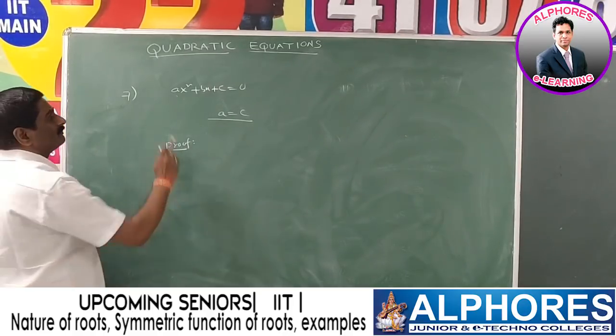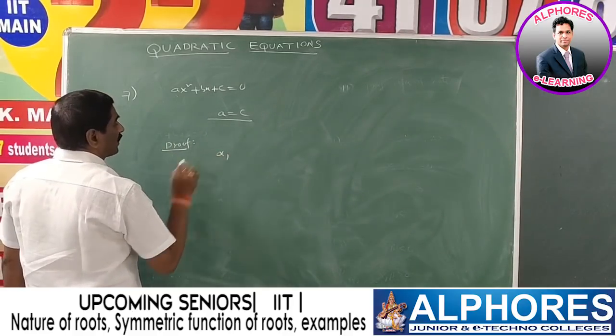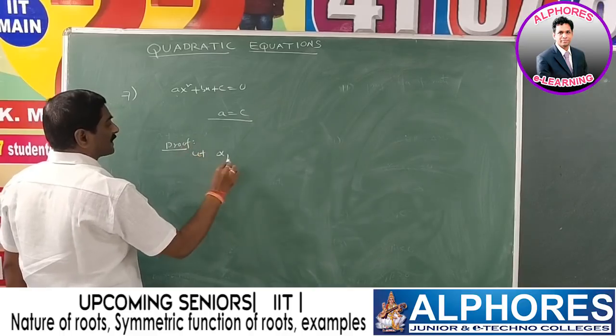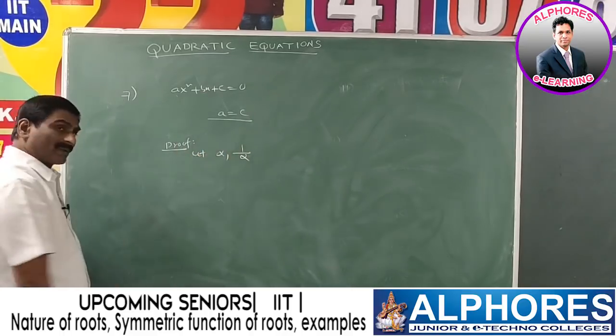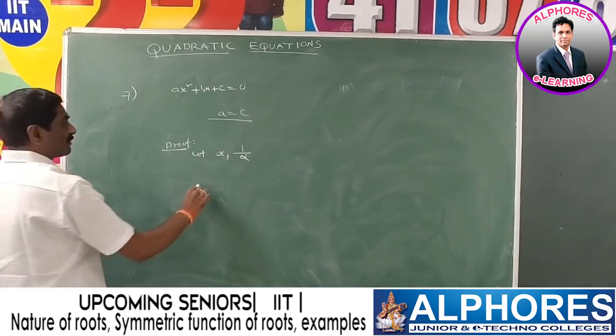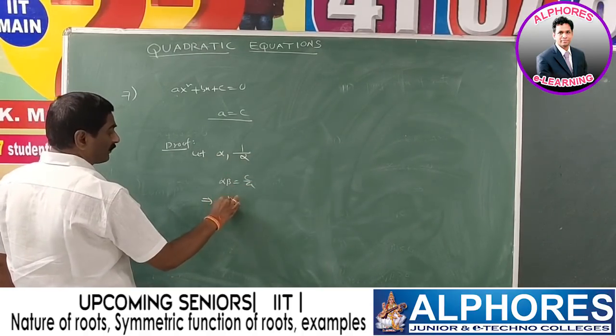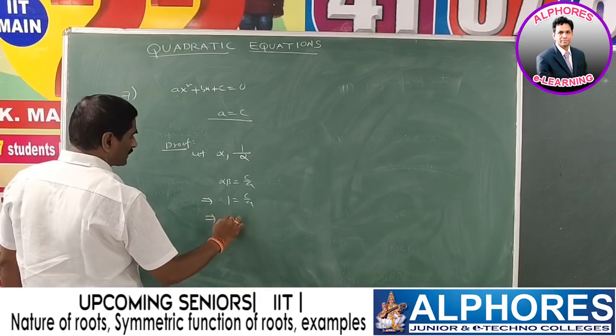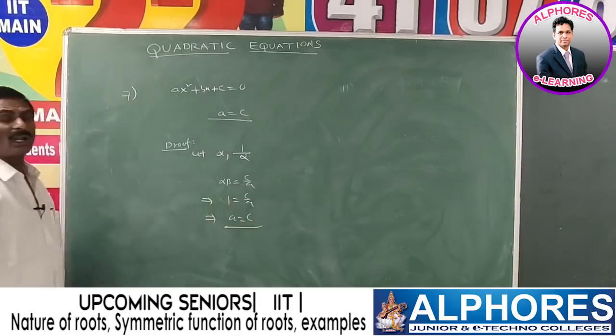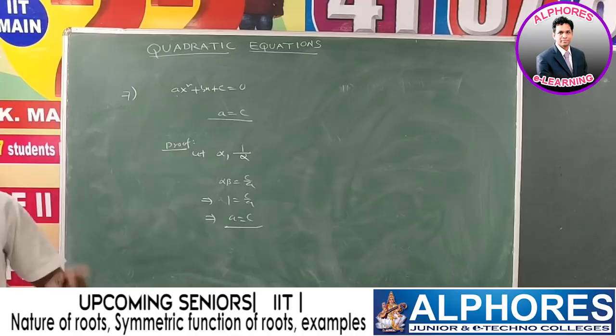In this case, one of the roots is the reciprocal of the other root. So let us assume one of the roots is alpha, then the other root must be 1 by alpha. In this case, the product of the roots alpha beta is equal to c by a. Alpha beta means alpha into 1 by alpha, 1 is equal to c by a. That implies a is equal to c. If one of the roots is the reciprocal of the other root, then a is equal to c.